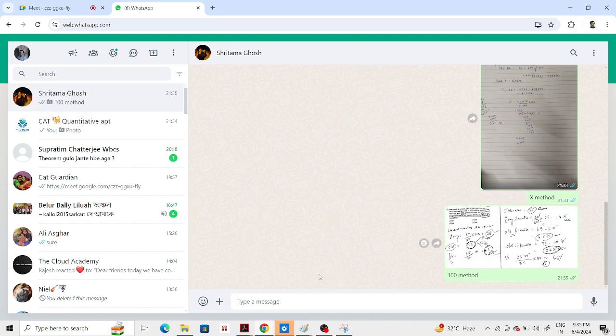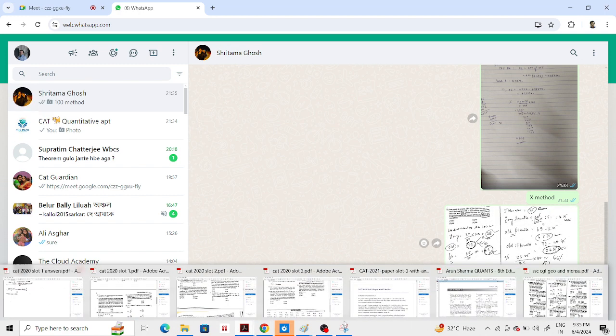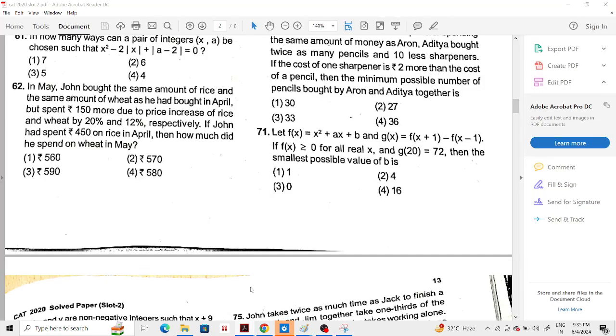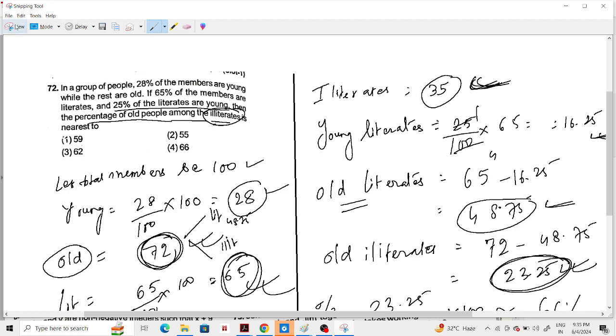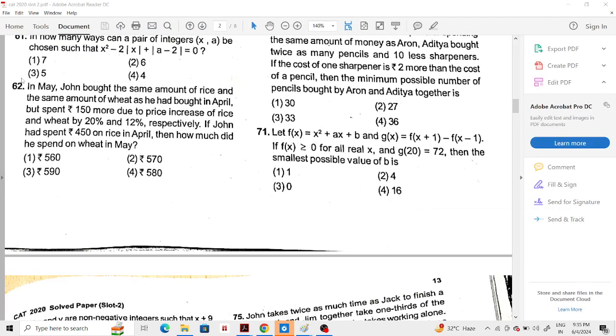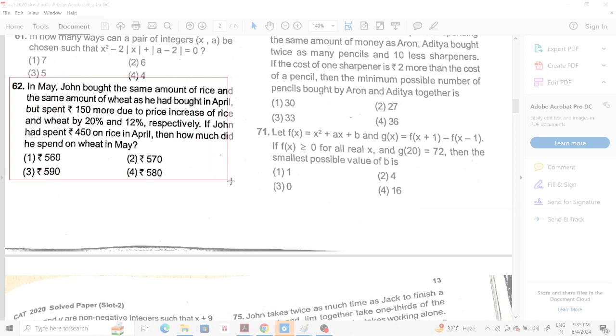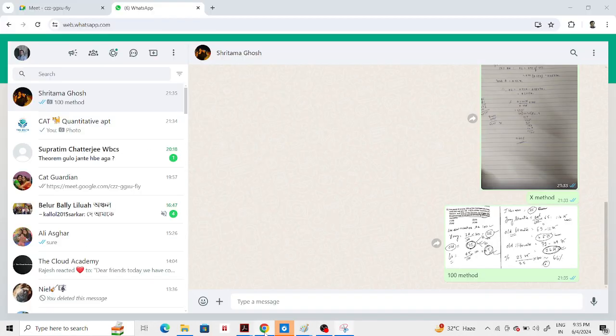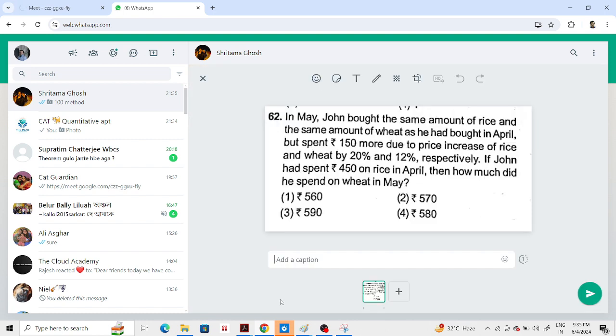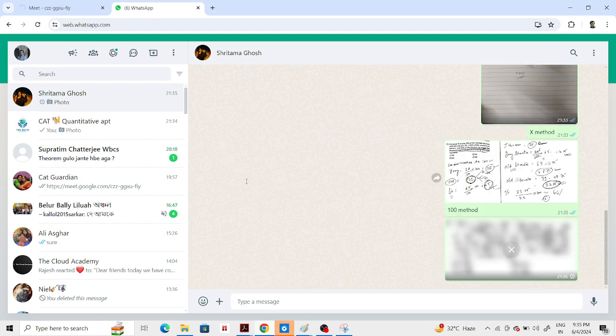Okay, Shitama. So I have sent you both the processes. Try out this sum, Shitama. This is 2020 only, some other slot.